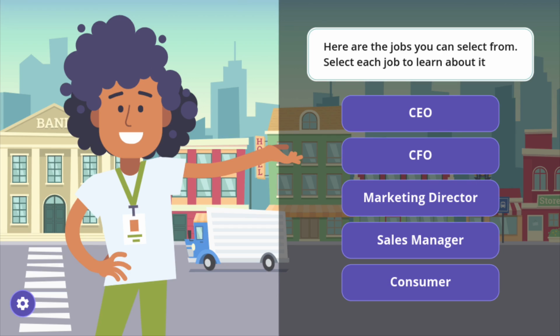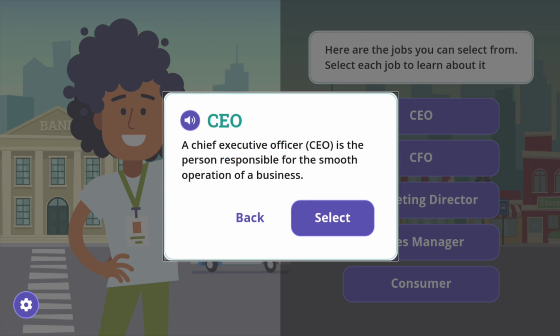Here you can see the 5 job roles that students will take on as they complete their adventures. We suggest starting at the top of the list and working their way down. Each role will take the students about 20 to 30 minutes to complete, so we suggest having them complete 1 role a day for a full school week. Once the student clicks on the job role, they will be given the definition. They can click on the speaker to have it read aloud.